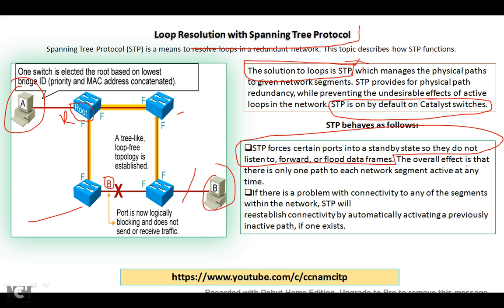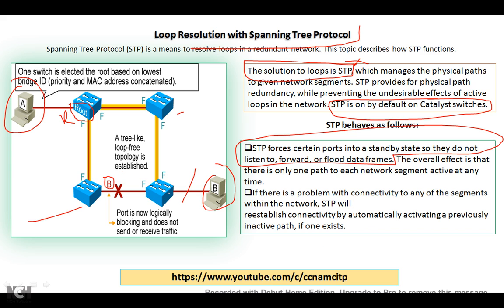The overall effect is that there is only one path to each network segment active at any time. So this is how the concept works here, and we will learn in more depth in next slides. If there is a problem with connectivity to any of the segments within the network, STP will reestablish connectivity by automatically activating a previously inactive path if one exists.